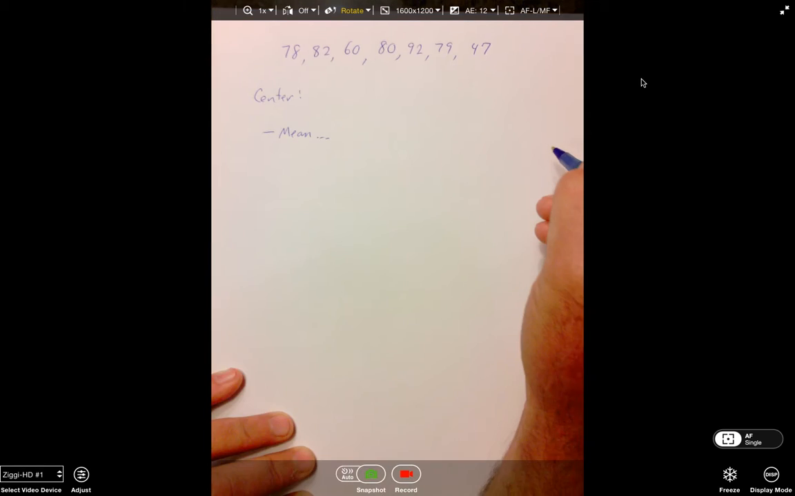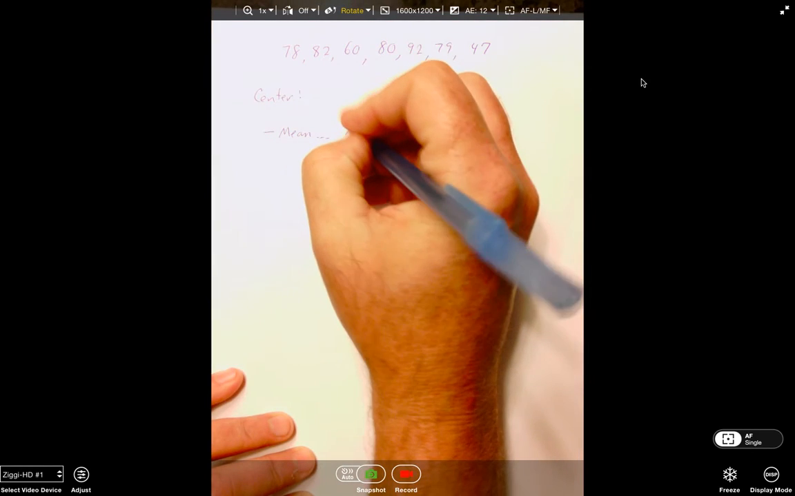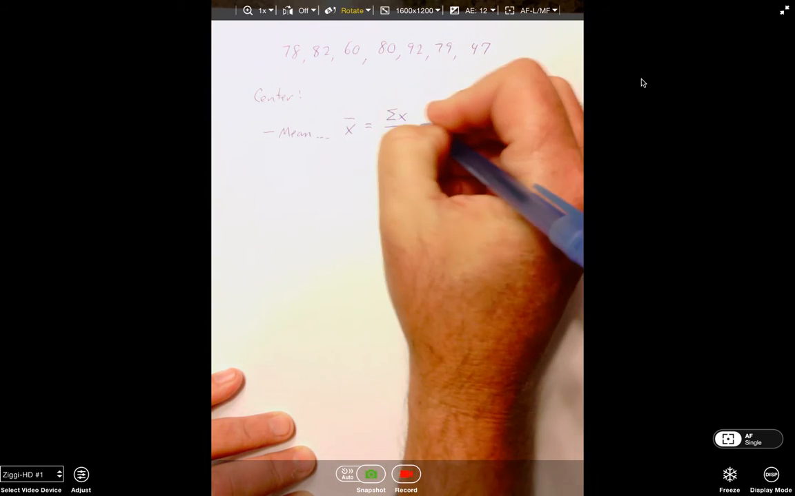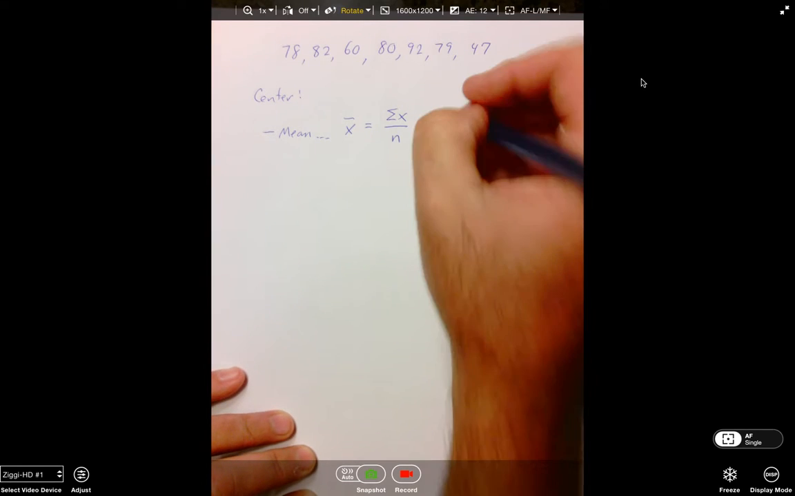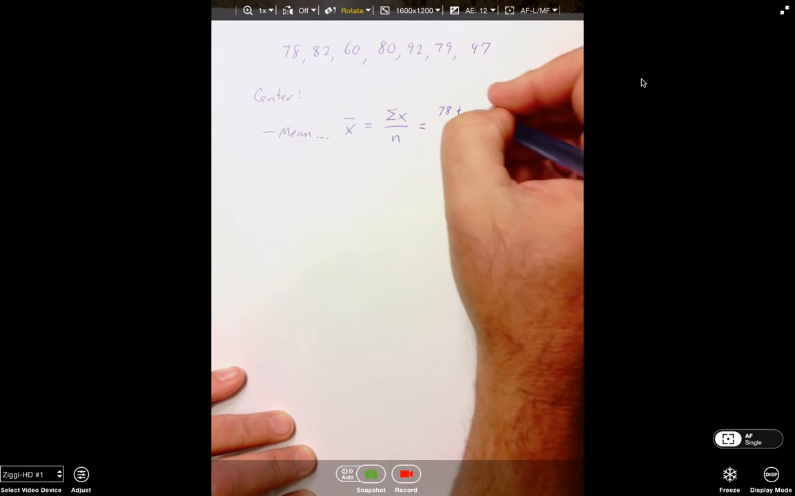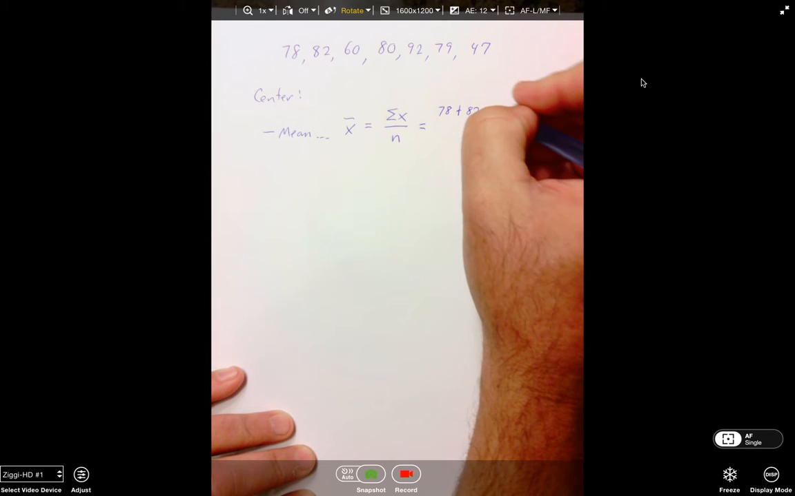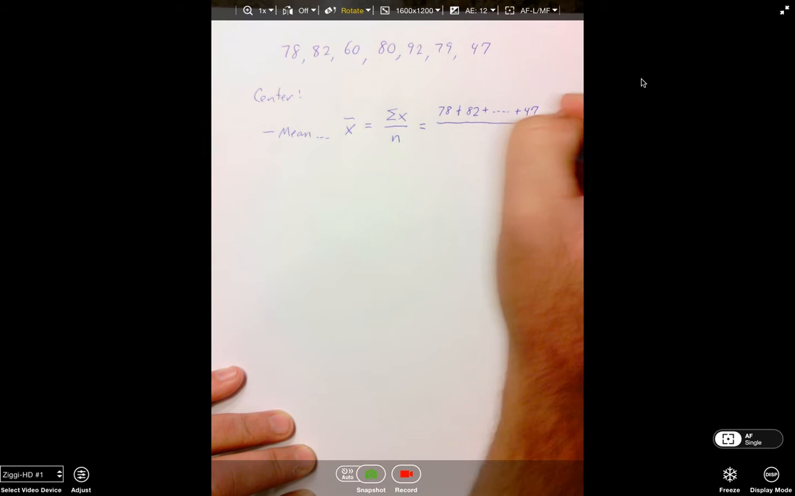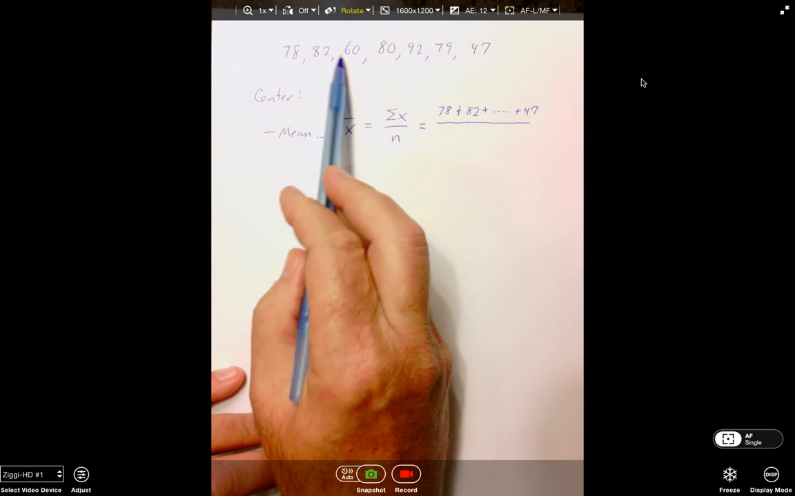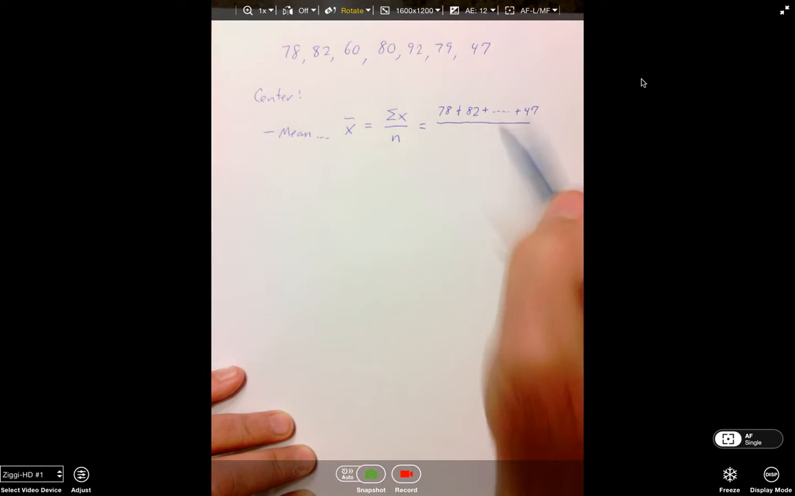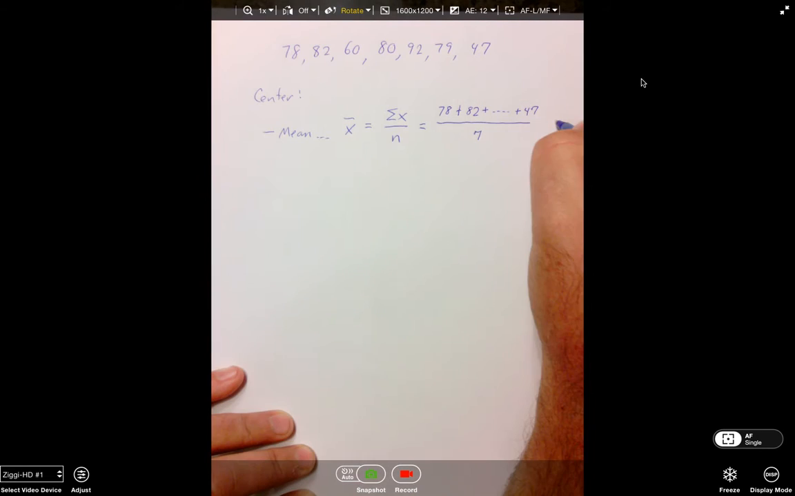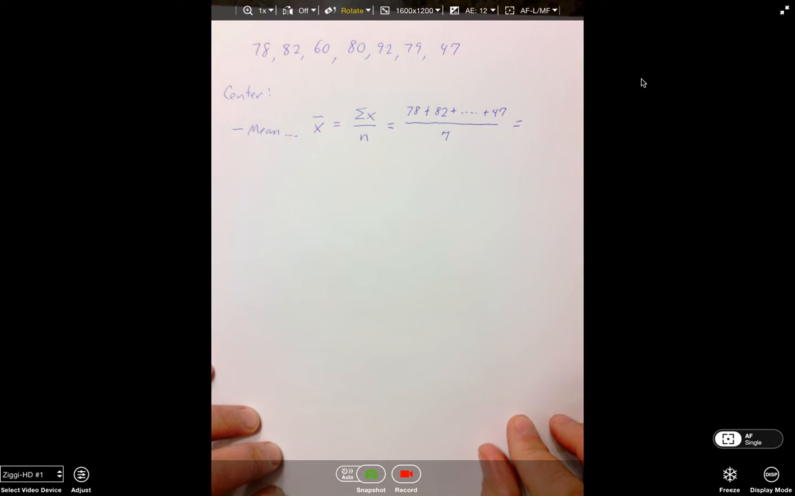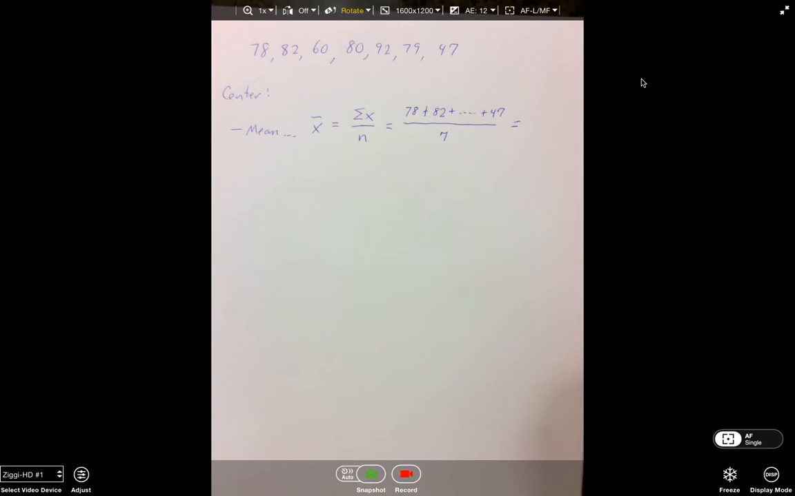So guys, the first one is the mean. And remember, from here on out, the mean is nothing but the average, and we find it by taking the sum of the scores divided by how many we have. So guys, what we want to do is we want to add 78 plus 82 all the way up to 47. And we have 1, 2, 3, 4, 5, 6, 7 scores. So we can put this in our calculator. Guys, my calculator's over on my desk, so hold on just a second.